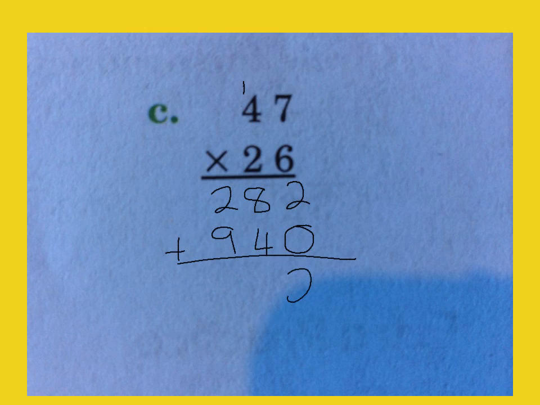2 plus 0 is 2. 8 plus 4 is 12. Carry a 1. 1 plus 2 is 3. Plus 9 would be 12. Third place over, a comma needs to go. And our answer is 1,222.